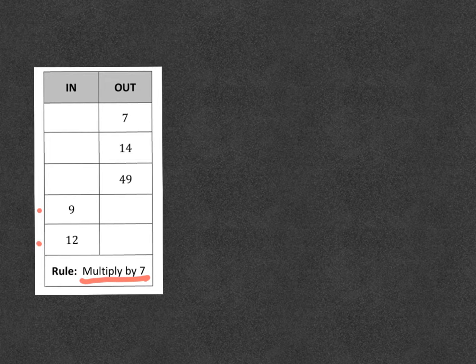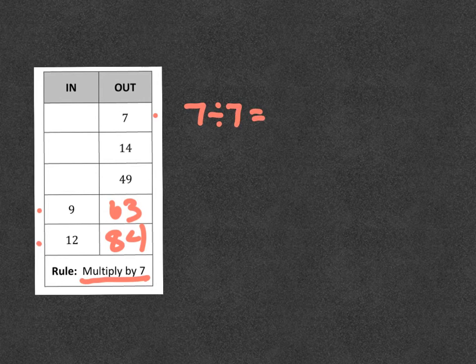So if we're talking about the ins, we are actually going to multiply by 7. 9 times 7 is 63. 12 times 7 is 84. Okay, so that would be if you have the regular operation. Now up here, we have to do the inverse operation. So instead of this being 7 times 7, if it were over here in the in box, we're actually doing 7 divided by 7, which would be 1. So 1 would be your in, because 1 times 7 is 7.